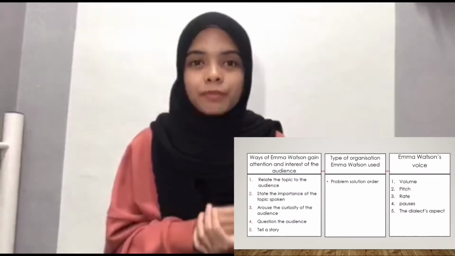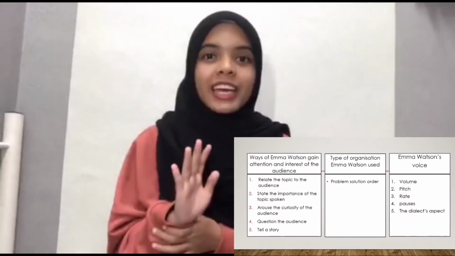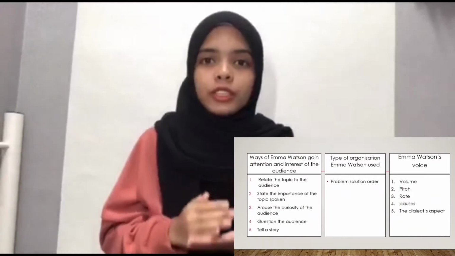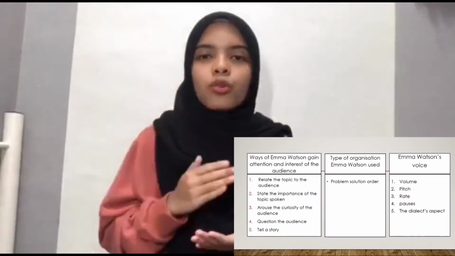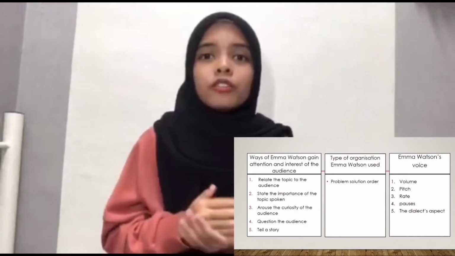For the first question, how the speaker gained attention and interest of the audience. In Emma Watson's speech, she used 5 methods in order to gain attention and interest of the audience. For the first method, which is relate the topics to the audience, which in this case is her listener, where she reached out for help and needed everybody to be involved in order to make change.